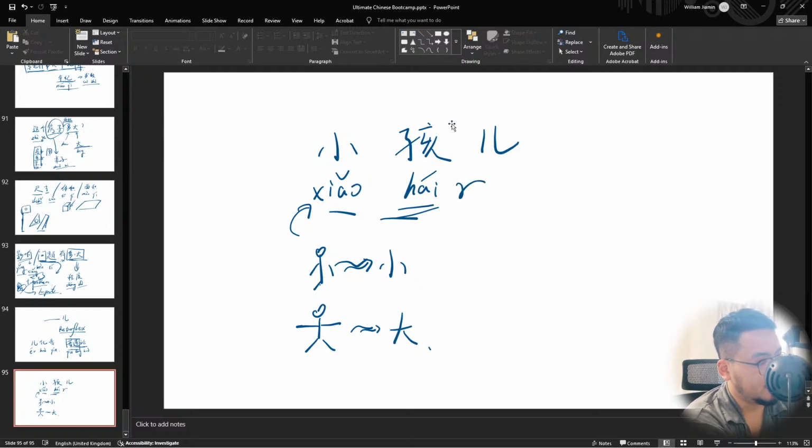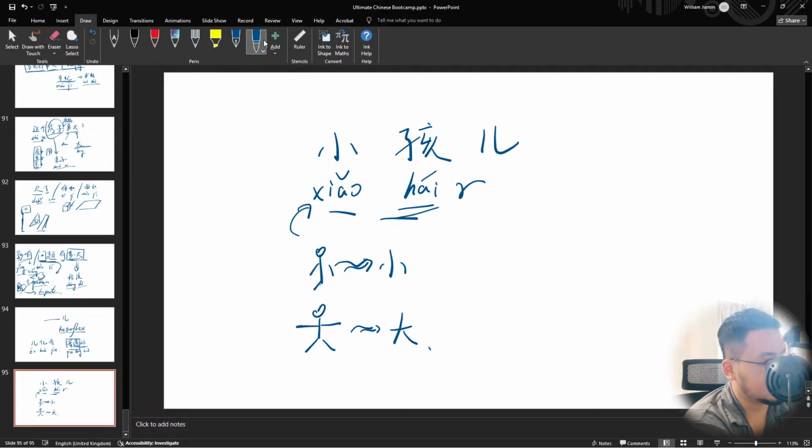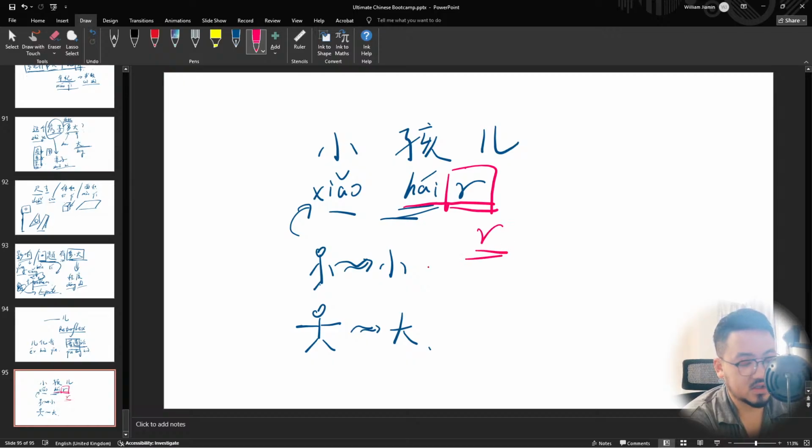Okay, so look at that. In pinyin, you can see hái, and then you just add this as 儿化音. In pinyin you just add an R at the end.